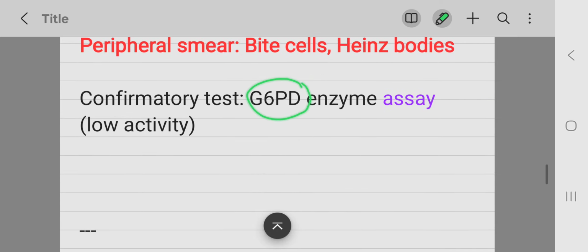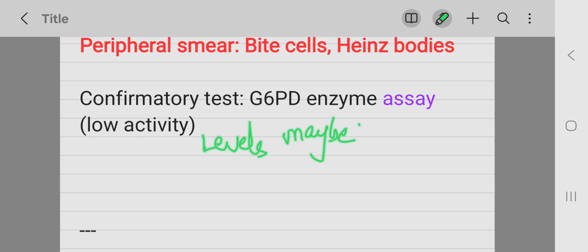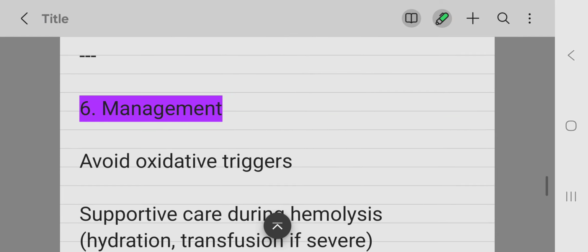The confirmatory test is the G6PD enzyme assay. It has low activity in G6PD deficiency, but you should take caution: when you take it during the time of hemolysis, the levels may be falsely normal. So you should not take it at the time of hemolysis, but between the hemolytic episodes.